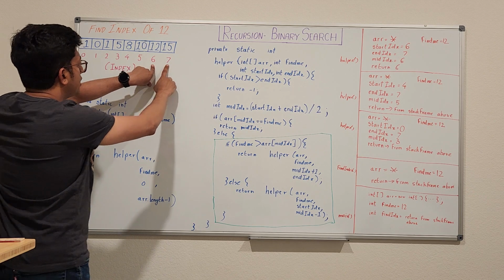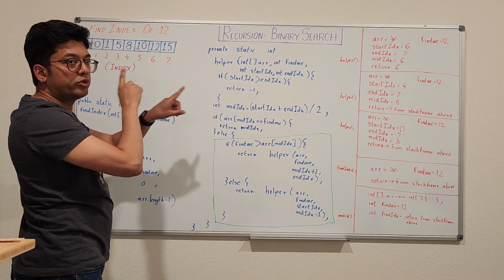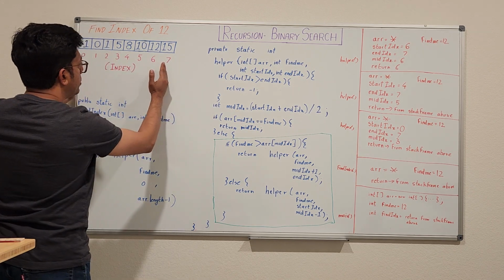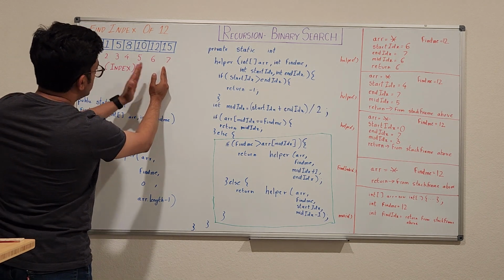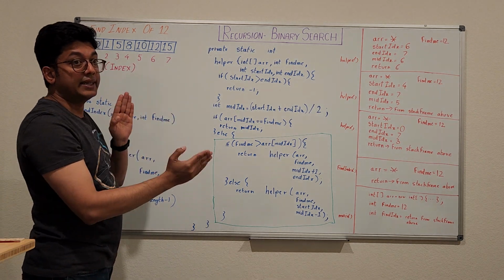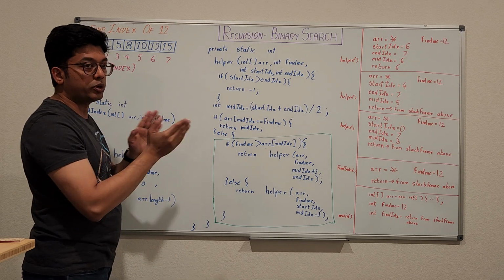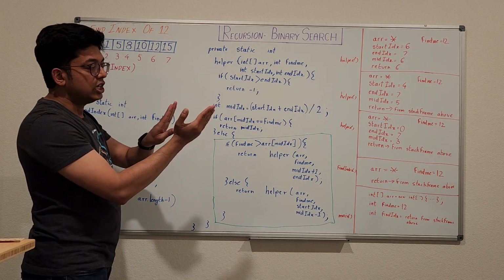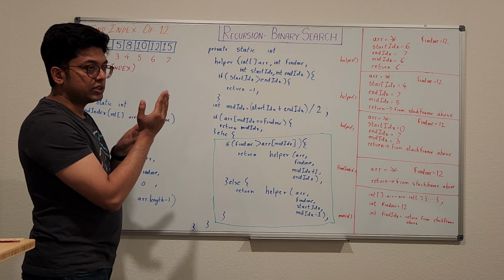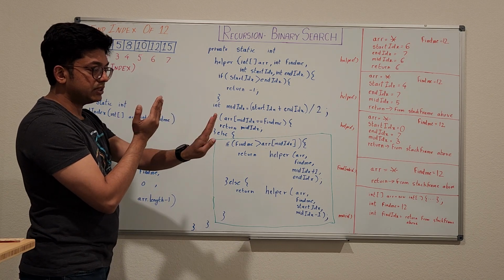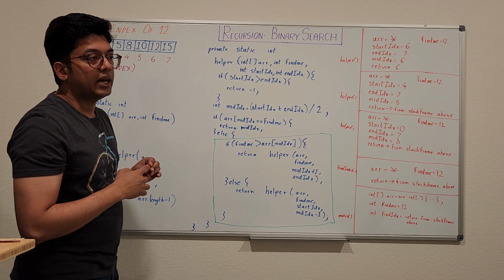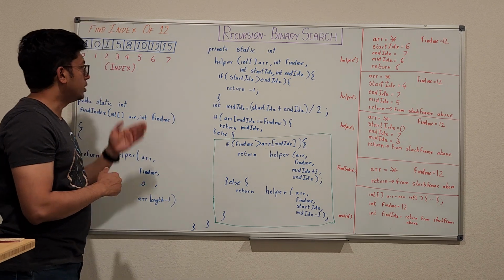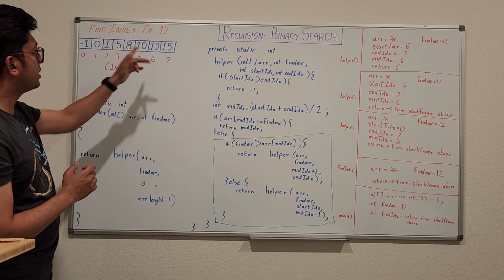If this was not the number I'm looking for, you again move the pointers: either your end pointer moves to the left or your beginning pointer moves to the right. At some point, if the number you're looking for is not found, they cross each other. If the beginning index is greater than the end index, at that point you know the item doesn't exist and you return a -1. In this case, we found it, so we will return index 6.